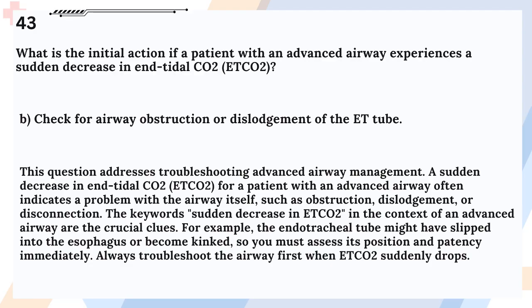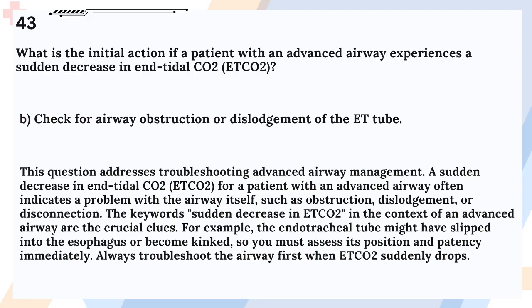Answer: B. Check for airway obstruction or dislodgement of the ET tube. This question addresses troubleshooting advanced airway management. A sudden decrease in end-tidal CO2, EtCO2, for a patient with an advanced airway often indicates a problem with the airway itself, such as obstruction, dislodgement, or disconnection.